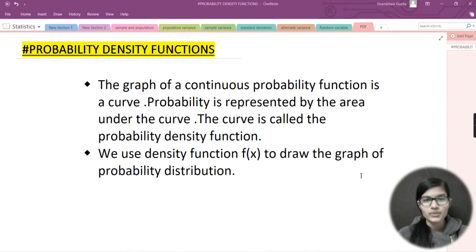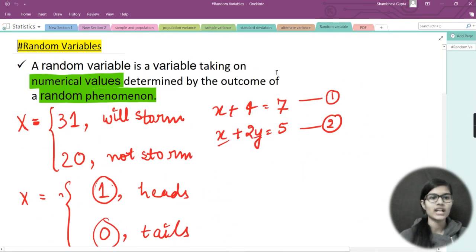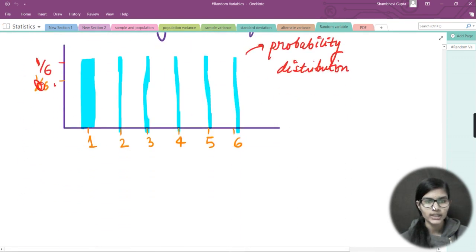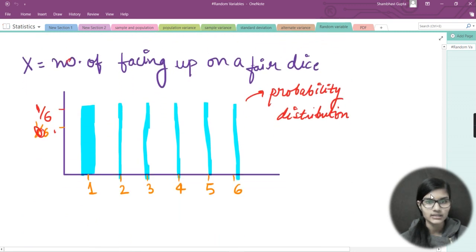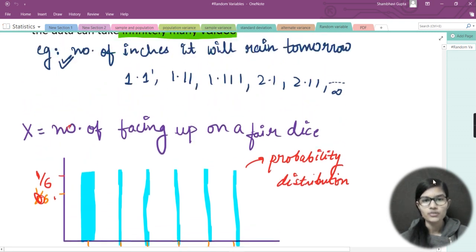So basically, in the last video we discussed random variables. Let me take you to that slide, and yeah, this is the one we discussed. We discussed what random variables are. After that we saw two types of random variables, discrete and continuous. And at the end of the video I told you how to make a graph. We took x as the number facing up on a fair die. So this was basically about the probability distribution, right? Like how to make the graphs.